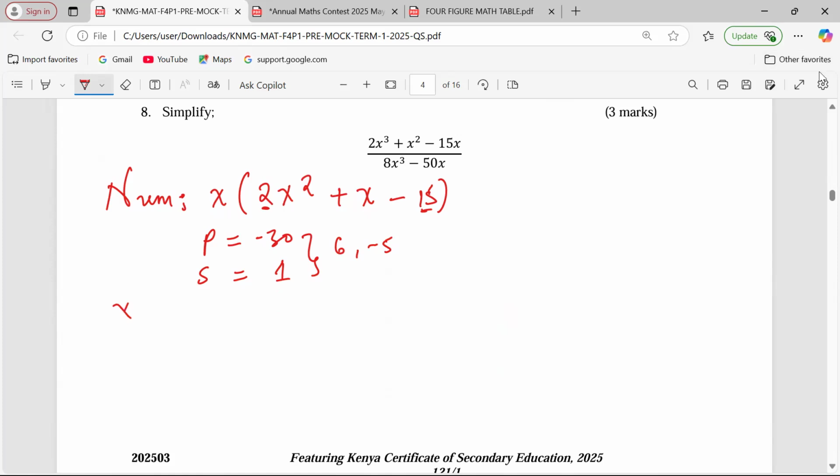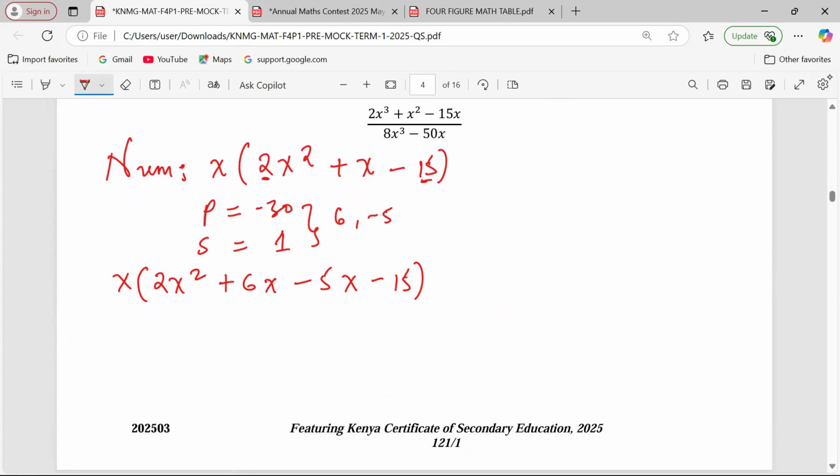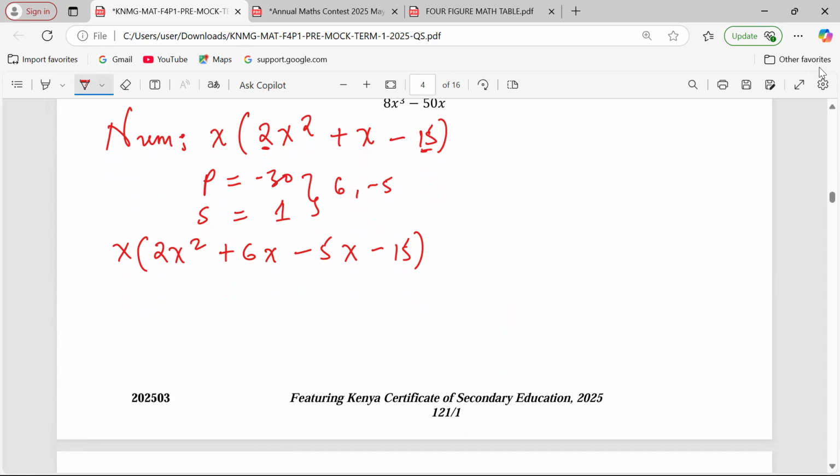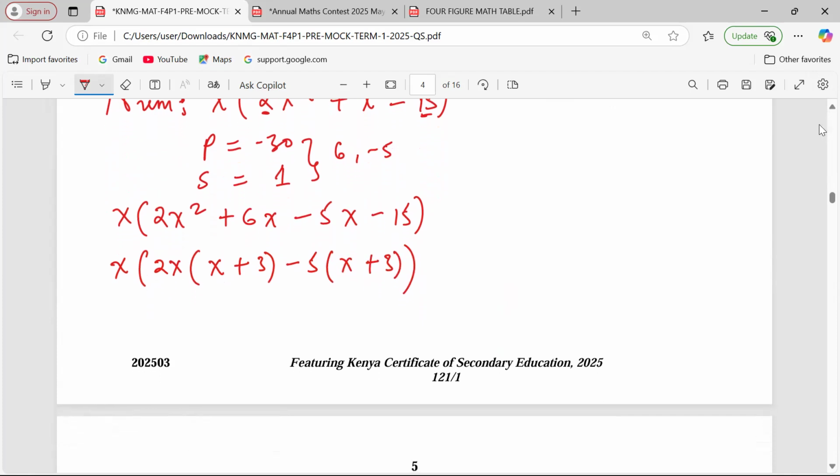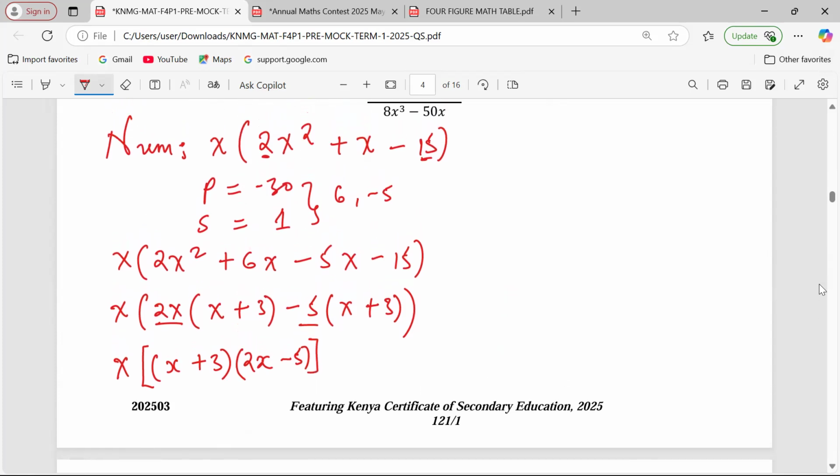So we can talk about x into 2x squared plus 6x minus 5x, then minus 15. That way, we have replaced x with 6x and negative 5x. The value is retained for that expression. Then 2x, so that will remain with x plus 3, minus 5 times x plus 3. So from within the brackets, we are having x plus 3, and outside the brackets, 2x minus 5. That way, the numerator is fully factorized.